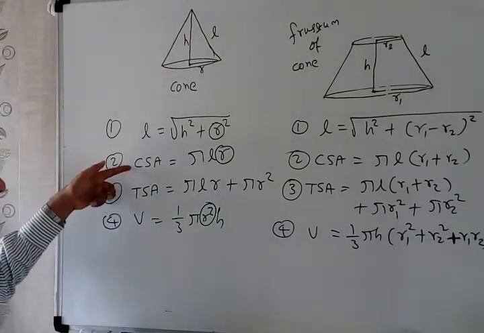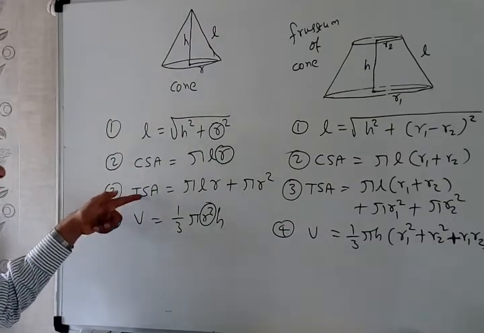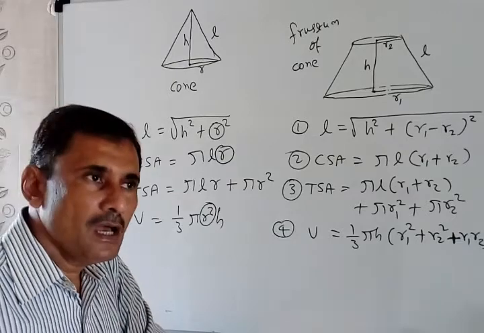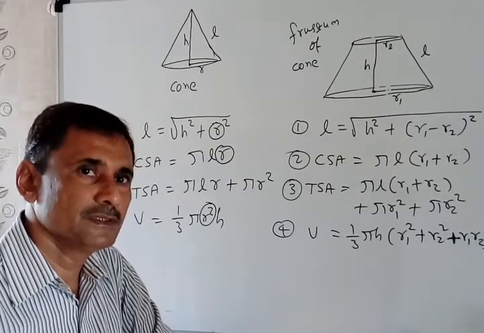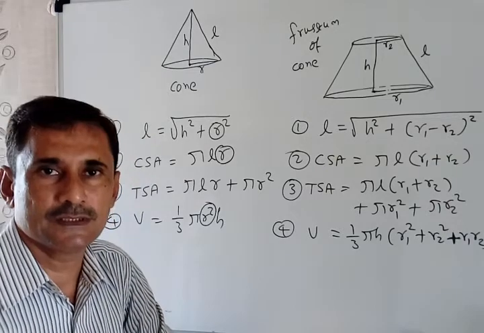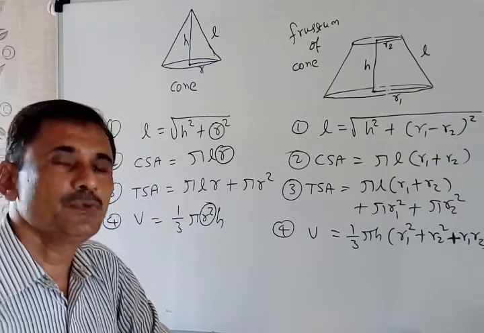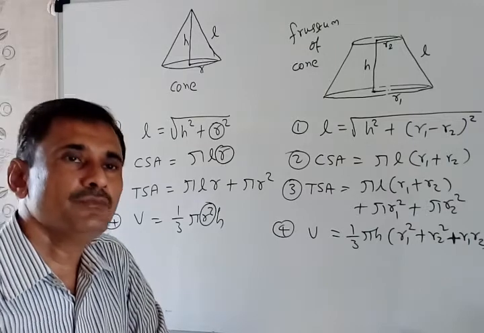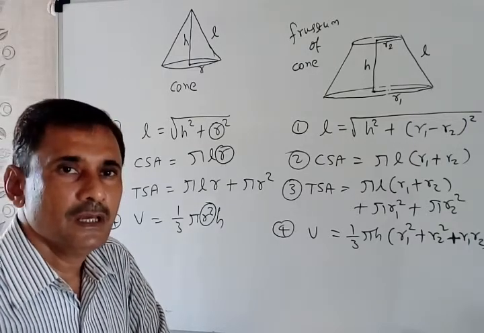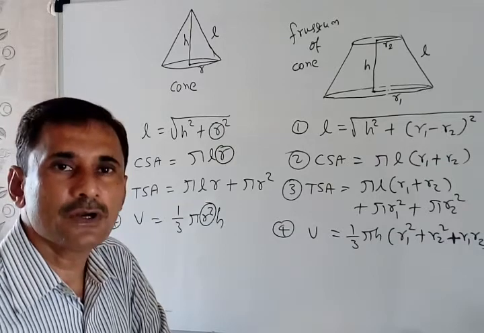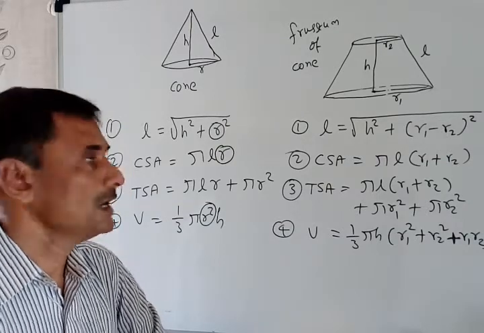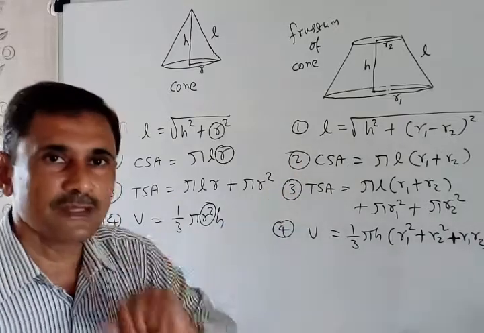area means either CSA or TSA. Sometimes area is asked in a way so that it may not be CSA, not TSA. How? Suppose I want to make a bucket. So obviously I have to find area, but what area? CSA or TSA? Curved surface area or total surface area? Not CSA, not TSA. Why?